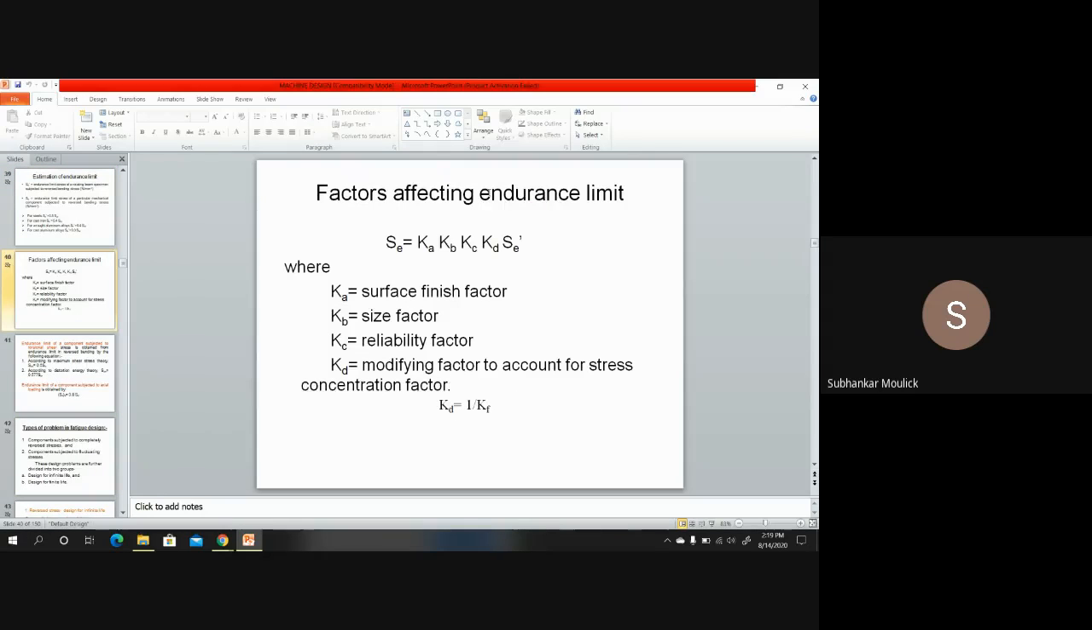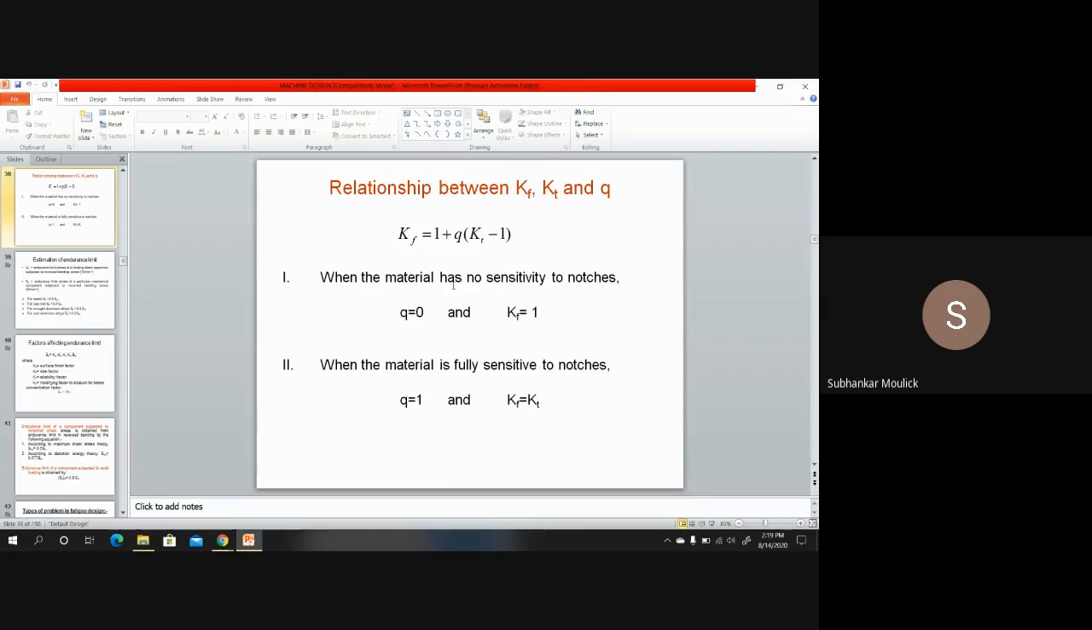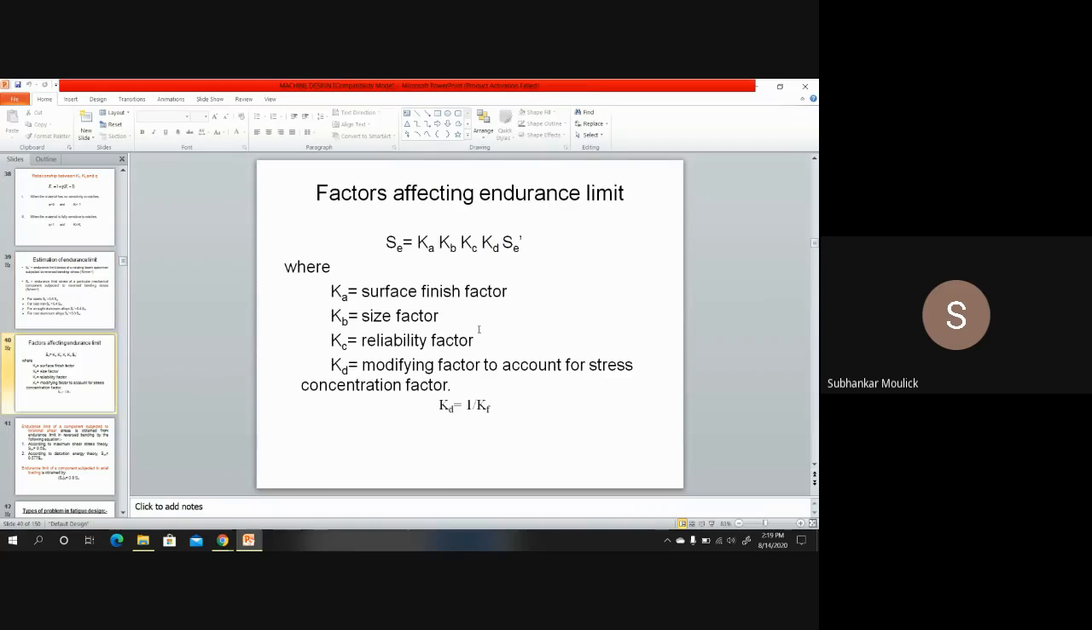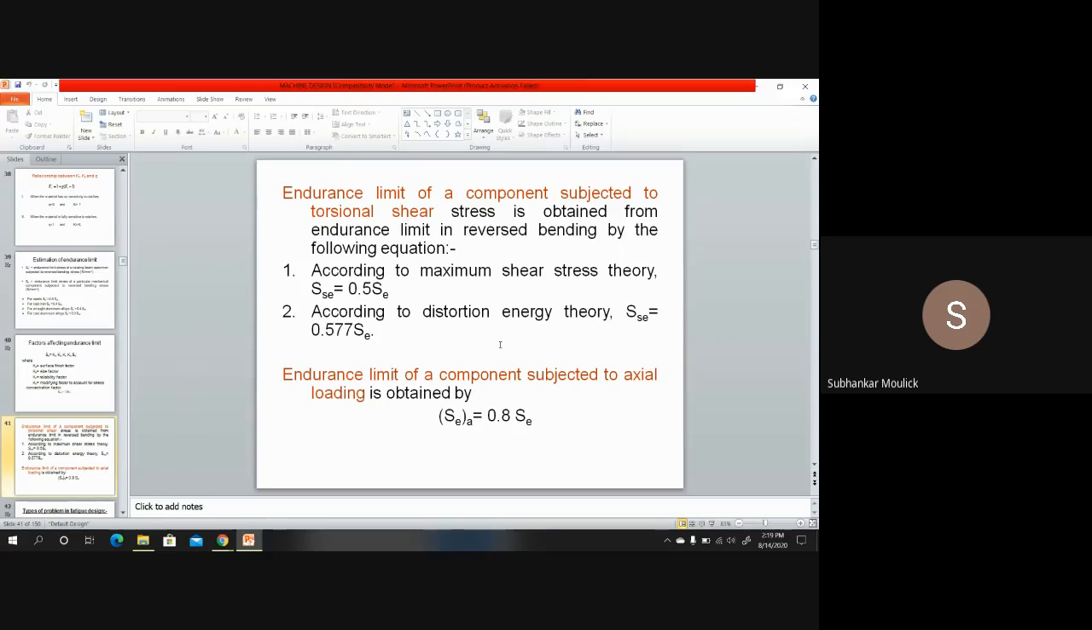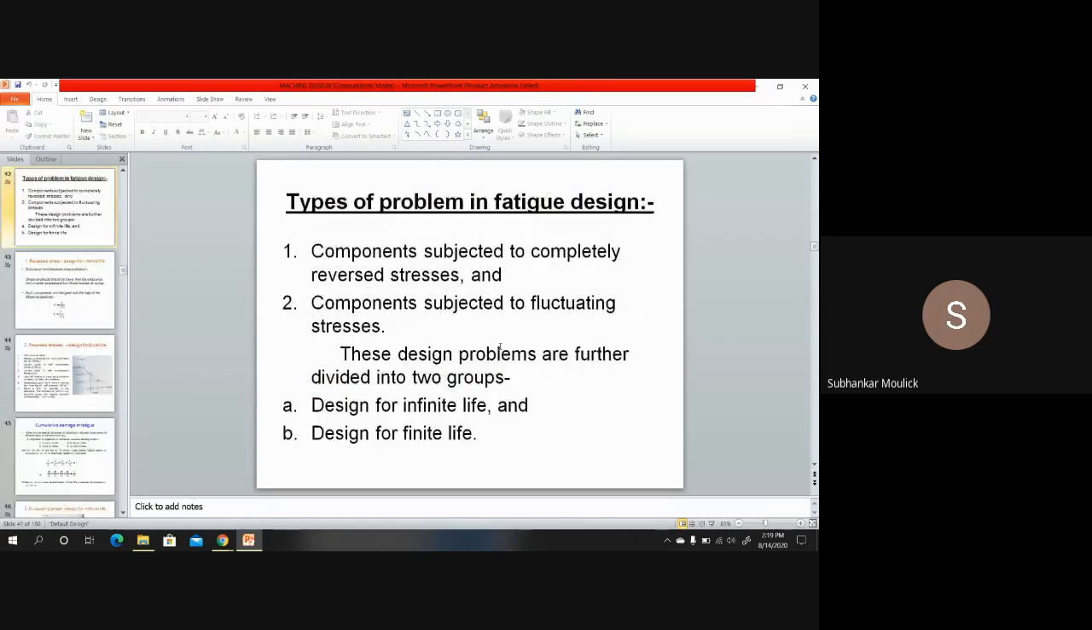Then we found out the value of endurance limit. We know that endurance limit is given by Ka, Kb, Kc, Kd into Se dash, and this Kd is given by 1 upon Kf, and Kf is given by 1 plus q times of Kt minus 1. All these things you have to keep in mind for solving problems.